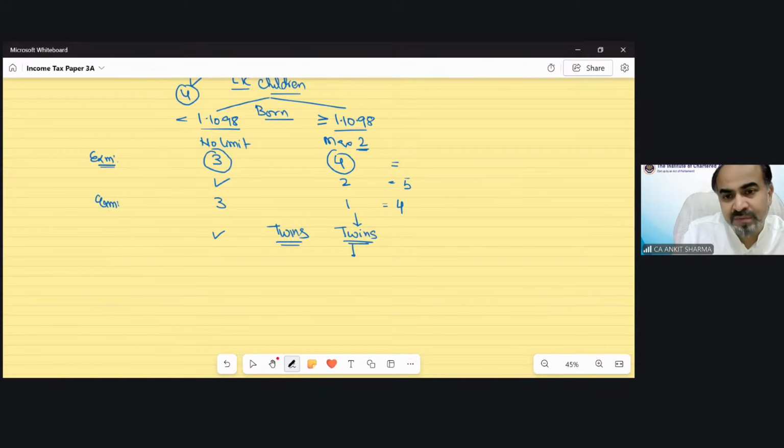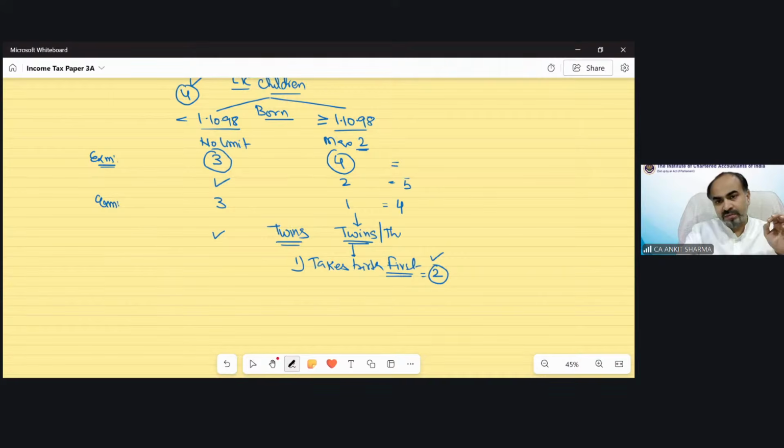The concept says, if twins take birth first, then the limit of 2 would be assumed as exhausted. So if twins or thrice take birth first, that means on or after 1st October 98, no single child took birth first, twins or thrice took birth first. So even if twins or thrice take birth on or after 1st October 98, they will be considered as directly 2. And they can have the exemption.